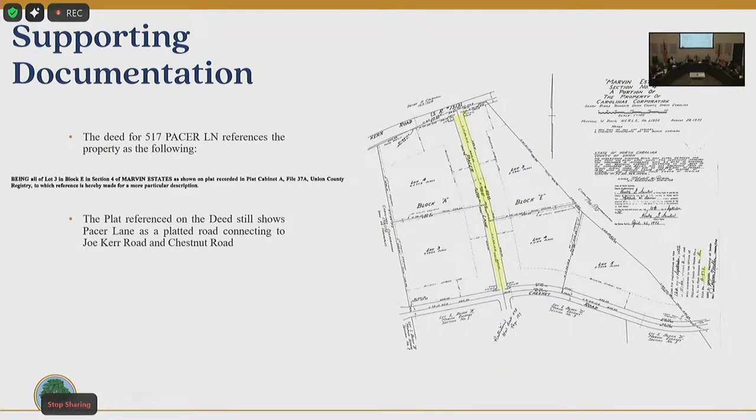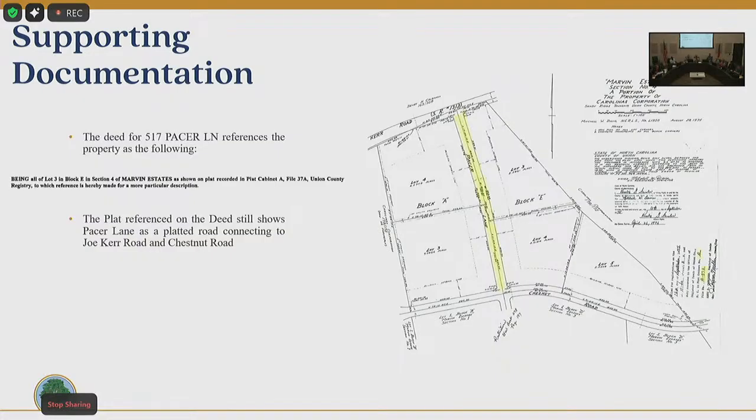Do you interpret the structure across Pacer Lane as a fence? I do. What about the gate aspect? I do. The gate's attached to the fence. It's still a physical barrier, which that section references fences and barriers and walls. And so that was all taken into consideration as part of my interpretation of that section.